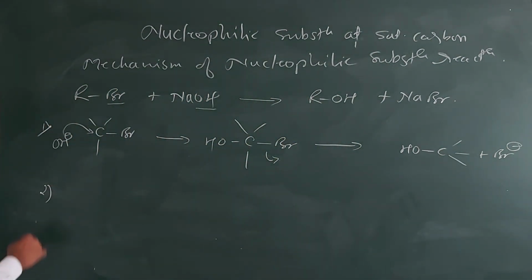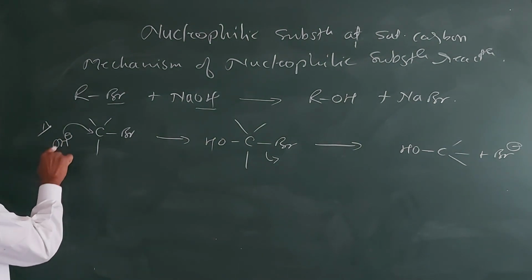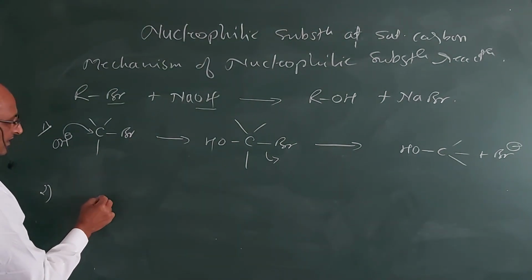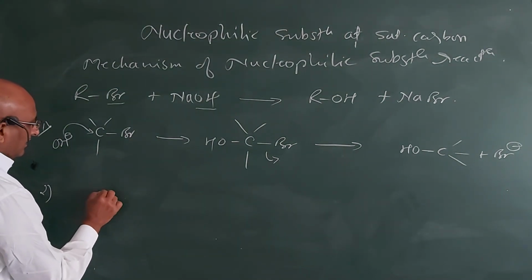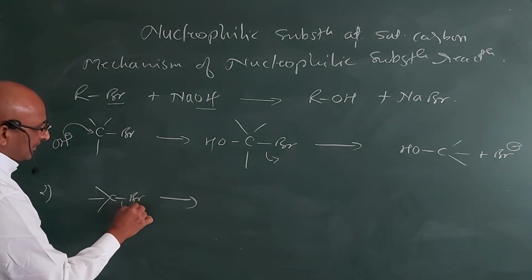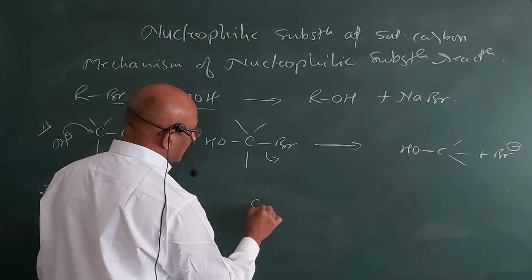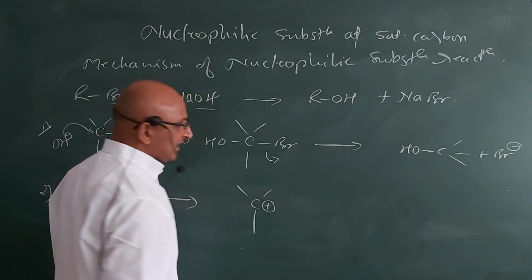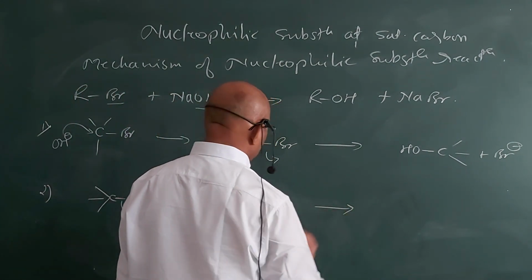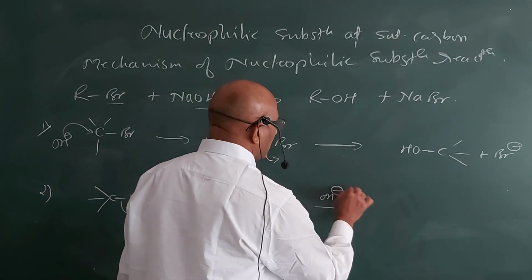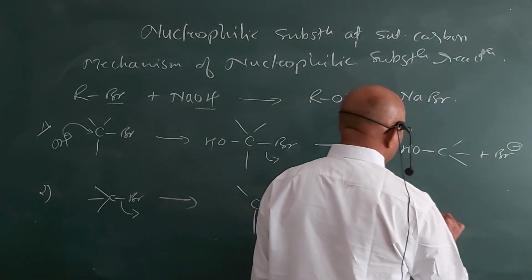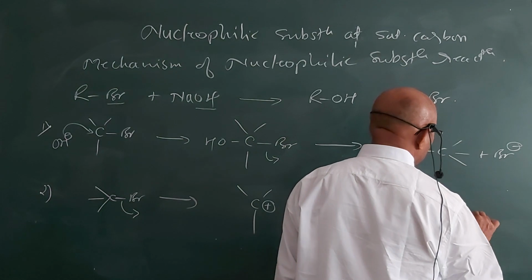The second possibility: in the first path we considered that the C-OH bond has been formed first. Now in the second path, we consider that the C-Br bond breaks first, and you get the formation of an intermediate called a carbocation, and the leaving group is set free as Br minus. In the second step, the OH minus attacks this carbocation, and you get the formation of the product.